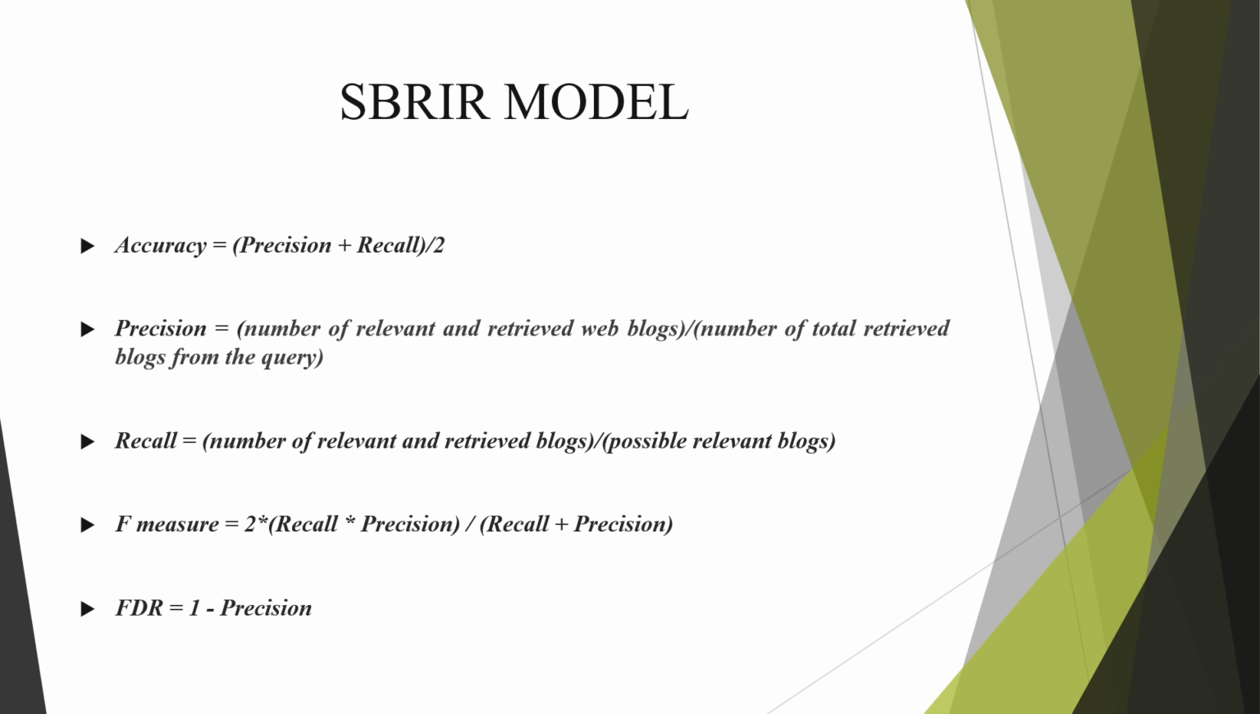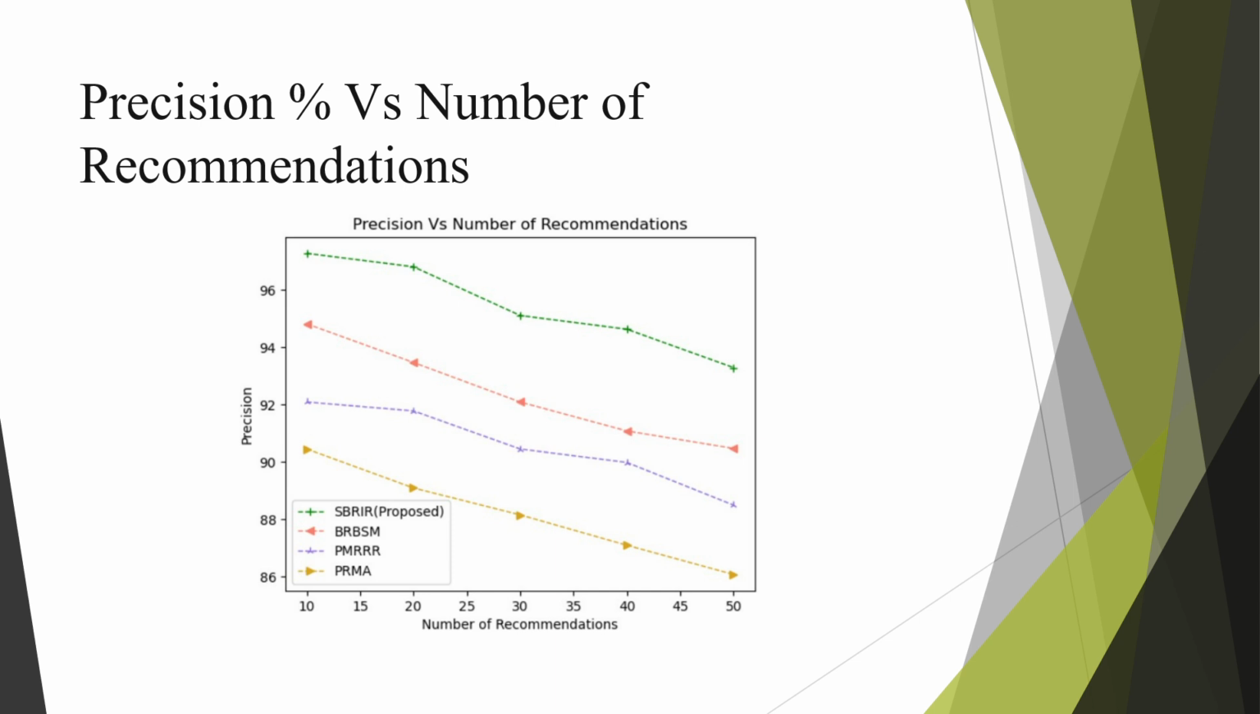That is, the accuracy was calculated as the sum of the precision and recall divided by 2. Precision was the number of relevant and retrieved web blogs divided by the total number of retrieved blogs from the query. Recall was the number of relevant and retrieved blogs divided by the total possible relevant blogs. F measure is 2 times recall times precision divided by the sum of recall and precision. And the false discovery rate is equal to 1 minus the value of the precision which was obtained.